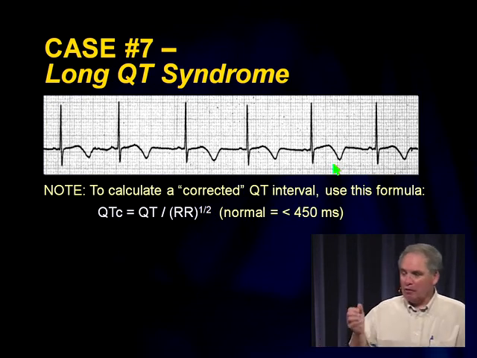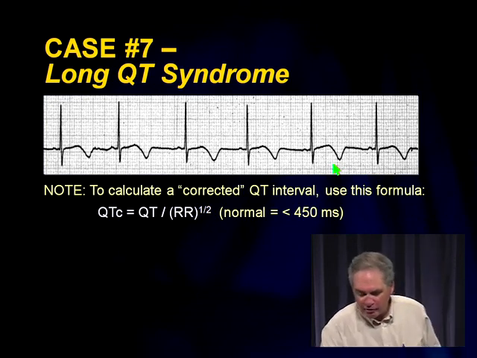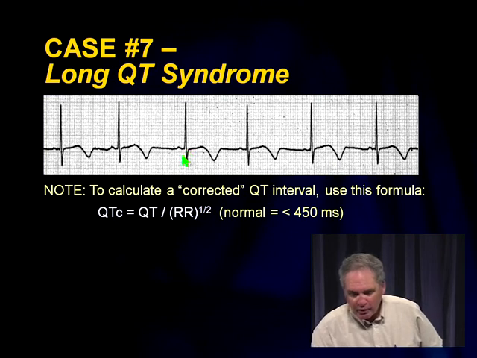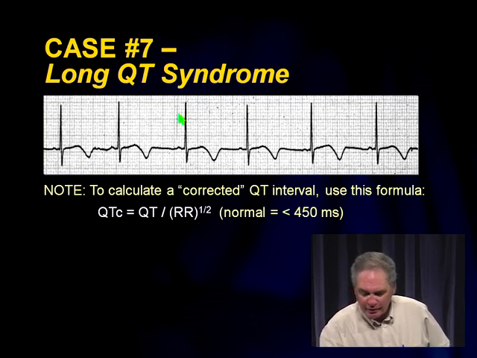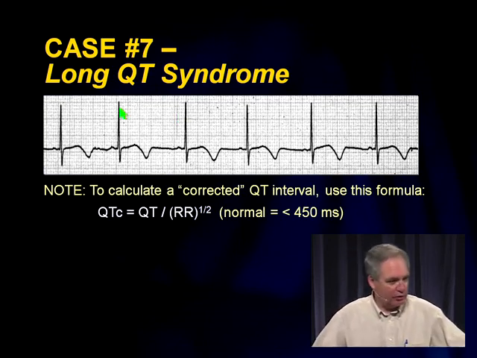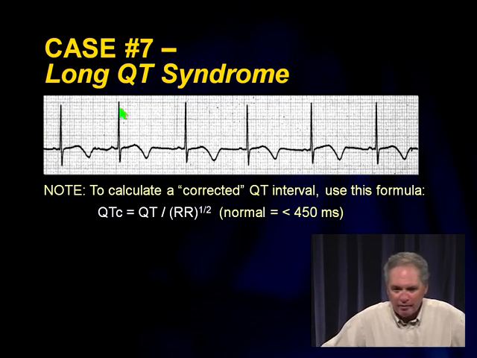What I want you to know is how to calculate the QT interval. You measure from the beginning of the QRS to the end of the T wave. That's the QT interval right there. But in order to correct for heart rate, because QTs change with heart rate, you have to divide it by the square root of the RR interval, this interval here. The corrected QT interval should be less than 0.45. Okay? This one's wildly abnormal.